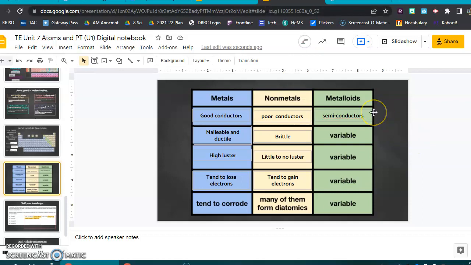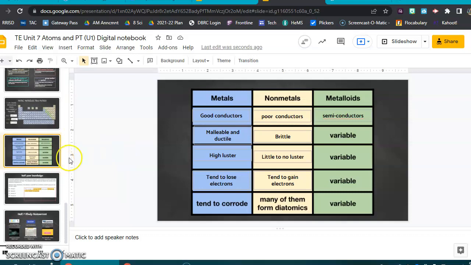Now, nonmetals are poor conductors because they're the opposite. They are brittle. They have very little luster. They're not shiny, and they tend to gain electrons. And our metalloids, which are that kind of combination, are semiconductors, which means sometimes they can, and then they're variable. So this is what we did, and this is the end of the notebook.